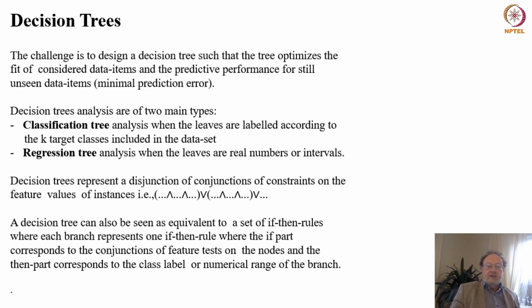Decision trees represent the disjunction of conjunctions of constraints on the feature values of our instances. But a decision tree can also be seen as an equivalent to a set of if-then rules. If-then rules are also many times used for decision situations. So in this case, each branch represents one if-then rule, where the if part corresponds to the conjunction of feature tests on the nodes from the root to the leaf, and the then part corresponds to the class label or numerical range of that branch.